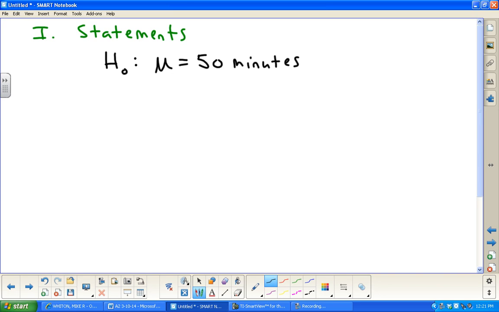Okay, the null always has to include an equal sign because we're going to assume it's true, and we're going to use that as the mean or as the center of our distribution, of our normal curve or t-curve. So it has to include the equal sign. It's the alternative hypothesis that'll have the greater than or the less than or the not equal. And in this case, we think it's less than 50 minutes.